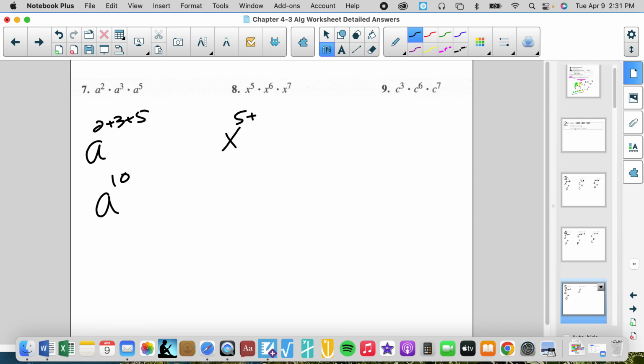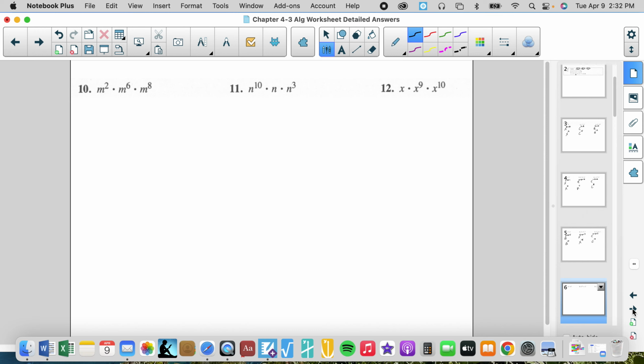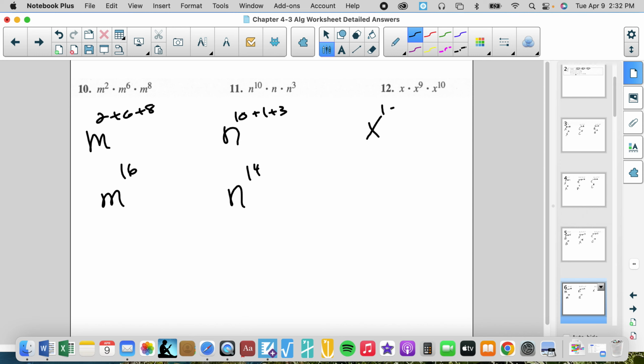X to the 5 plus 6 plus 7, which is x to the 18th. C to the 3 plus 6 plus 7, which is c to the 16th. M to the 2 plus 6 plus 8, m to the 16th. N to the 10 plus 1 plus 3, n to the 14th. X to the 1 plus 9 plus 10, x to the 20th.